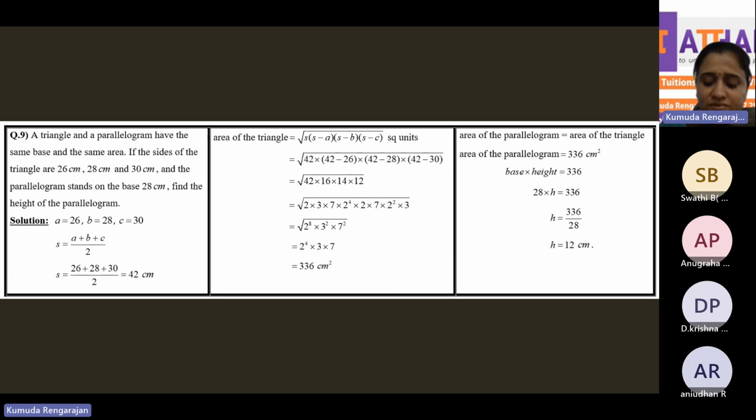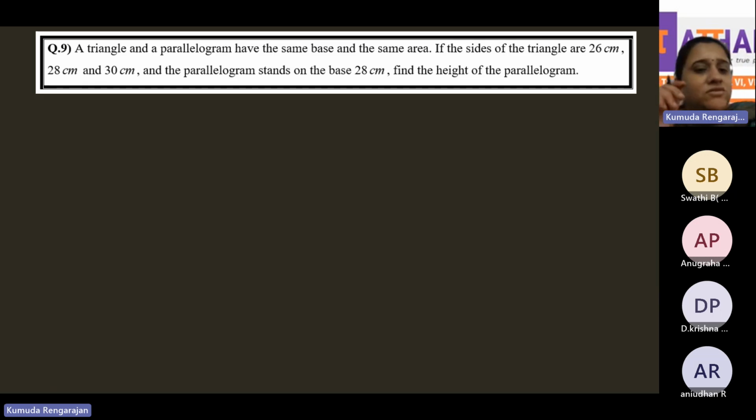Okay, so now to answer the next part of the question, the base of the parallelogram is given to be 28 centimeters. We need to find the corresponding height or the altitude of the parallelogram. What's the area of the parallelogram? 336 centimeters square, because the triangle and the parallelogram have the same area. It's given in the question. So if the area of the triangle is 336, the area of the parallelogram is also 336.